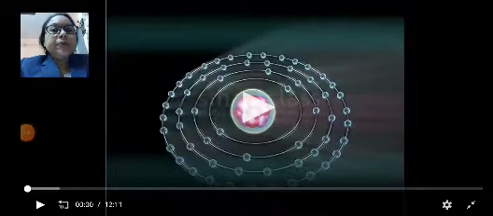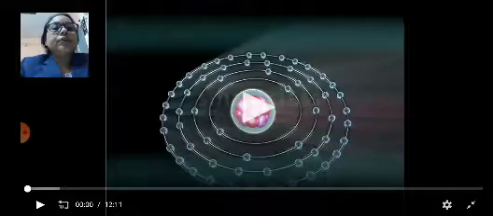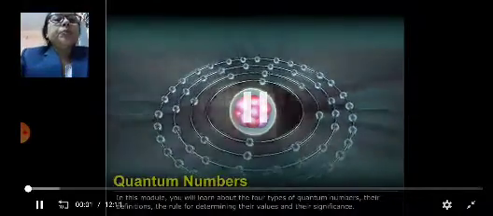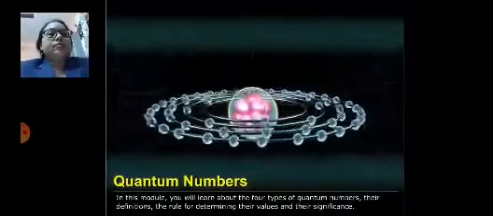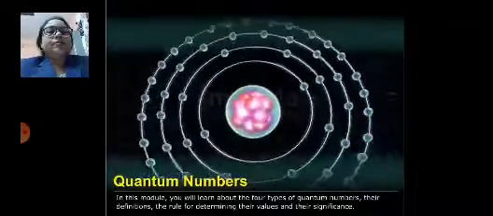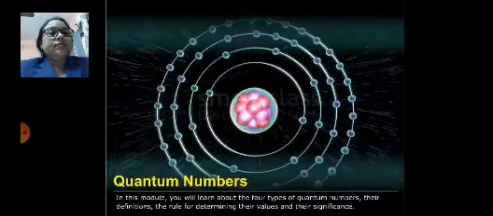Good morning, everybody. So today's topic is quantum numbers. In this module, you will learn about the four types of quantum numbers, their definitions, the rules for determining their values, and their significance.